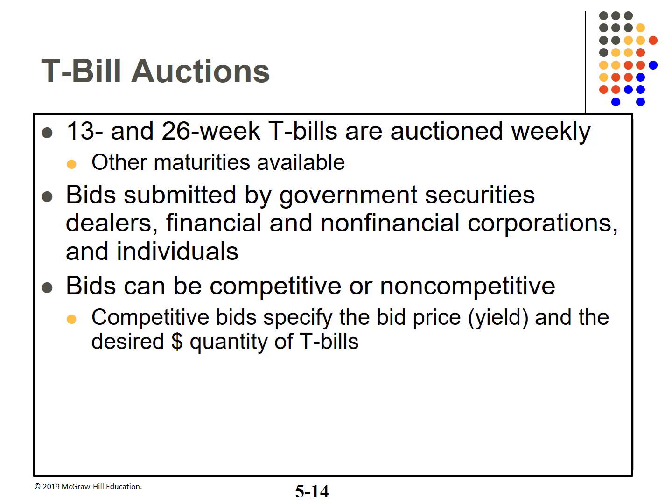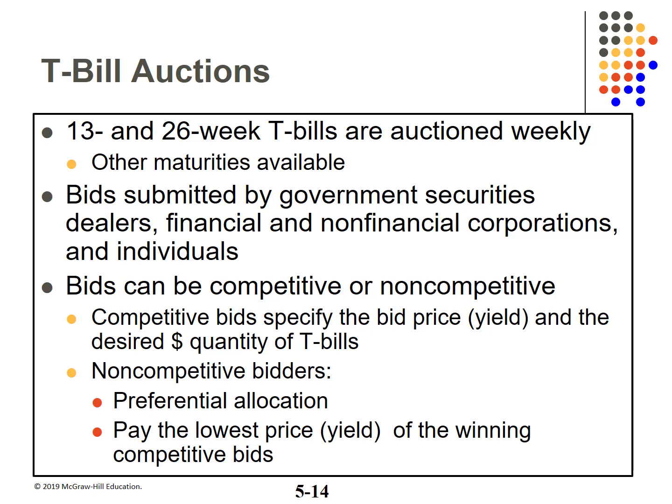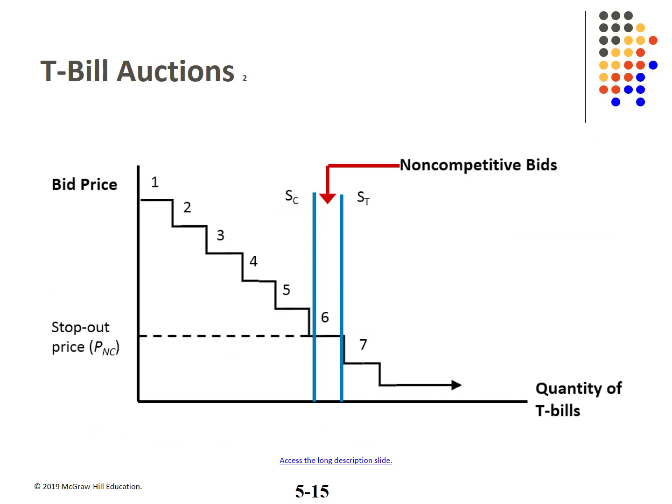Competitive bids specify a price, which is a yield, and a quantity of T-bills as a dollar amount. Non-competitive bids get preferential treatment. They specify only an amount and pay the lowest price from the auction, and we'll look at the auction process on coming slides. This chart is meant to describe the T-bill auction process called a Dutch auction or a single price auction, but we're going to go through an example on the coming slides to show you how it works.